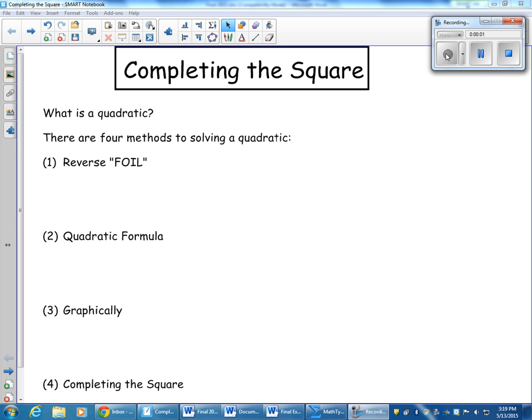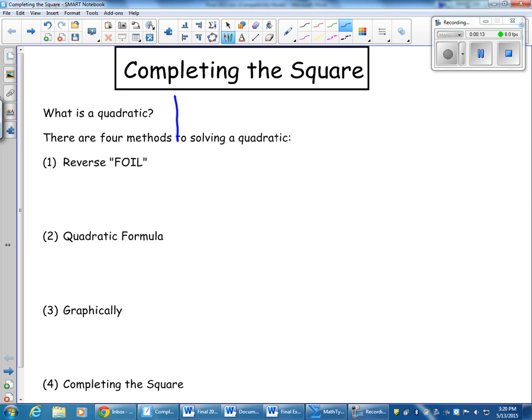We're going to talk about the method of completing the square to solve a quadratic. So the first thing we need to talk about is what is a quadratic. Graphically, a quadratic is a parabola. It can open up, it can open down. It can touch the x-axis, it may not.